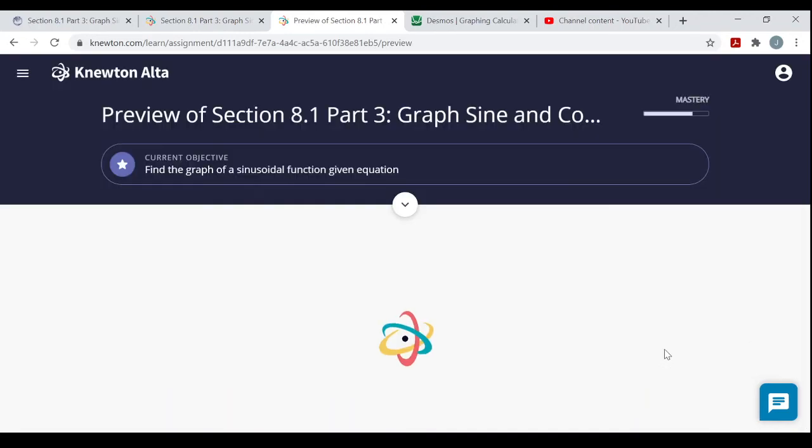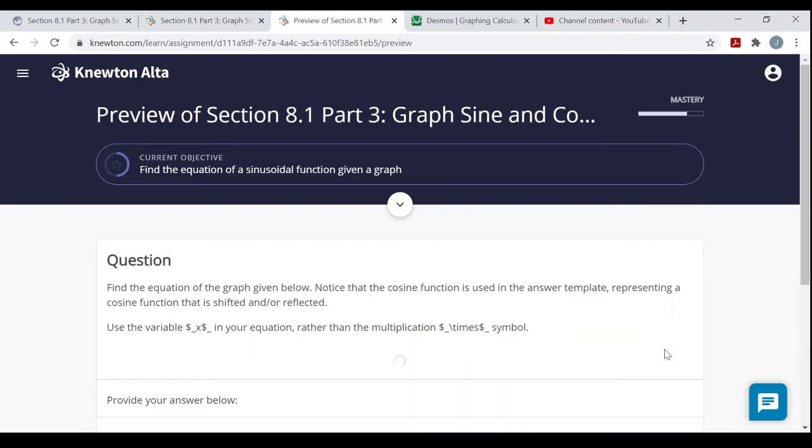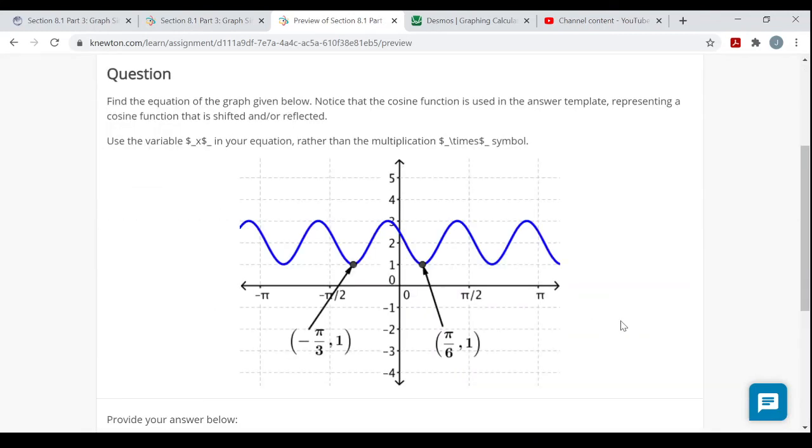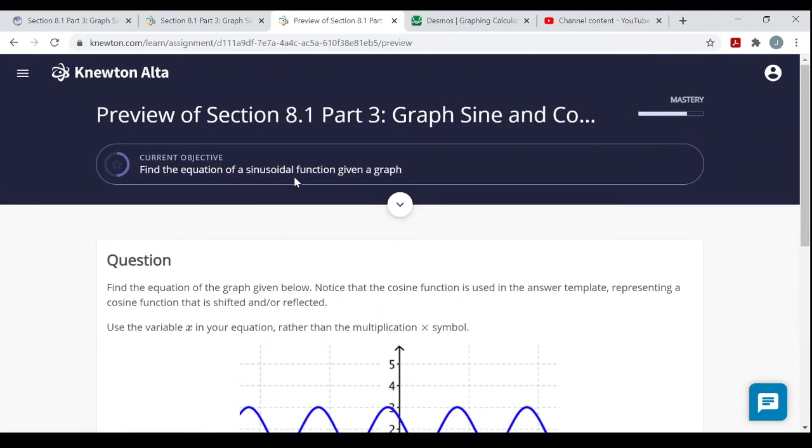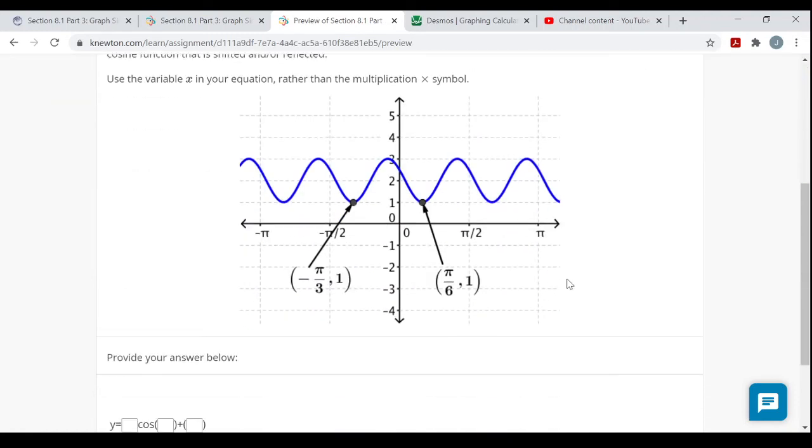Those two objectives. Oh yeah, I didn't finish the first objective. Find the equation. Now you're given the graph. You have to find the equation. That was finding the A, B, C, and D.